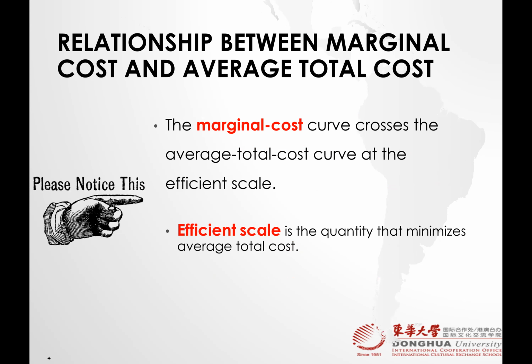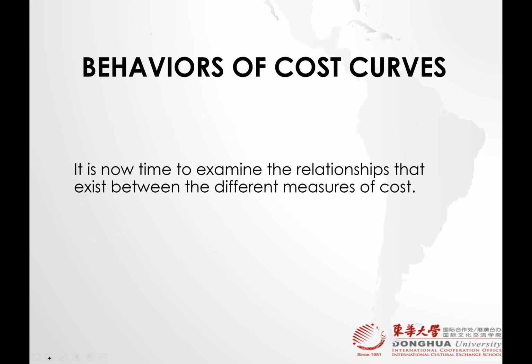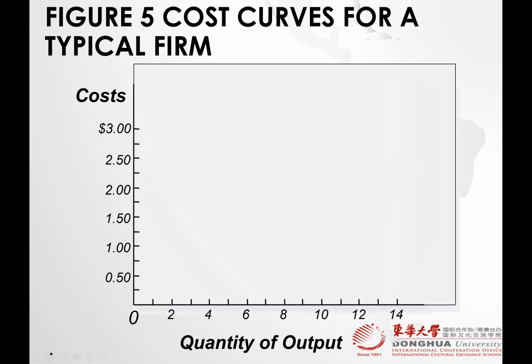And now the marginal cost curve crosses the average total cost at its efficient scale. We already know that. Efficient scale means the quantity that minimizes average total cost. Minimizing average total cost means maximizing the profit. And now the behavior of the costs. Here we go.